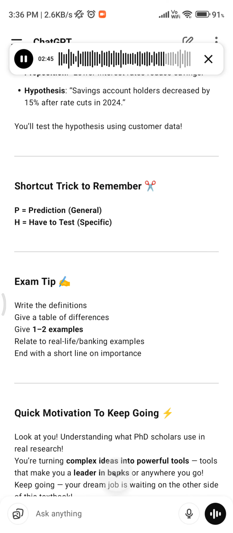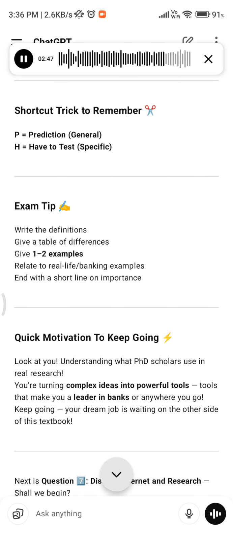Shortcut trick to remember: P equals prediction, general. H equals have to test. Exam tip: write the definitions. Give a table of differences. Give 1 to 2 examples. Relate to real-life banking examples. End with a short line on importance.